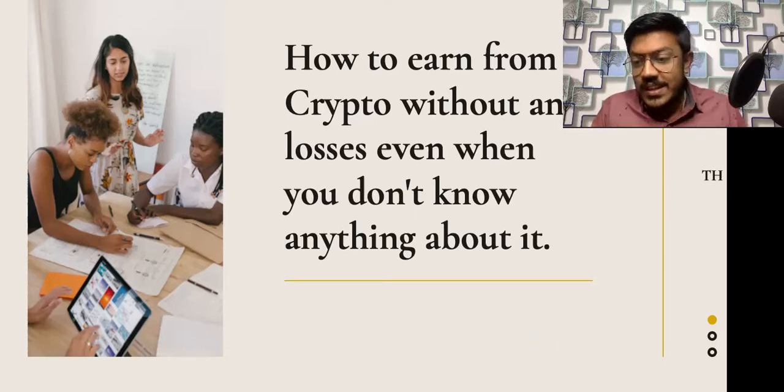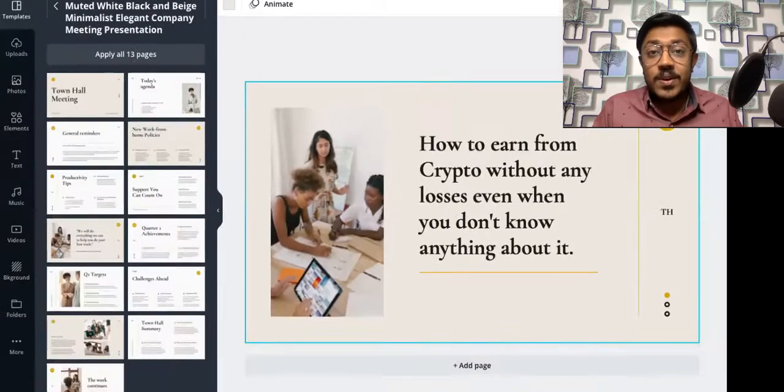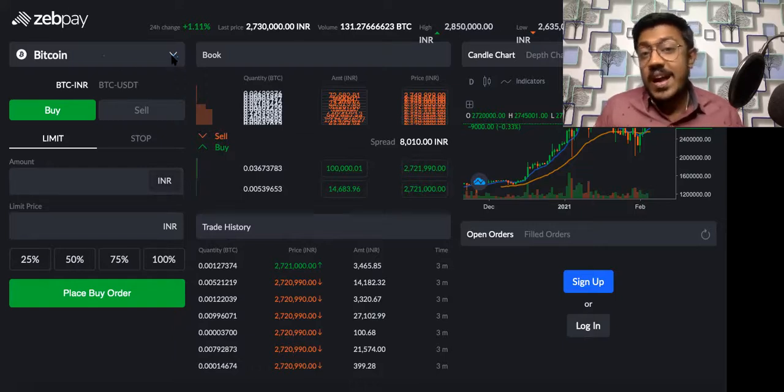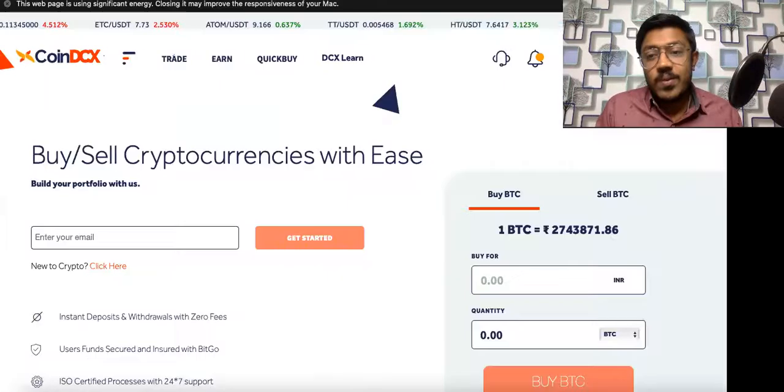So the first thing we are going to see is, first of all, we will have to create an account on one of these exchanges which are there in India. If you want to know what exactly are the best exchanges or which exchanges I refer, basically I refer three exchanges: ZebPay, WazirX, and CoinDCX.